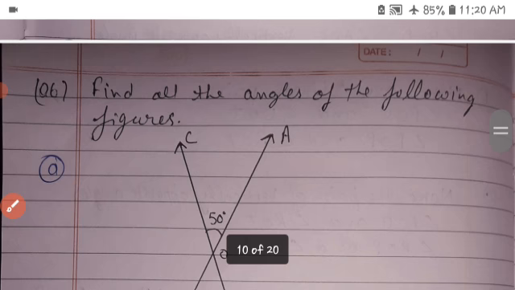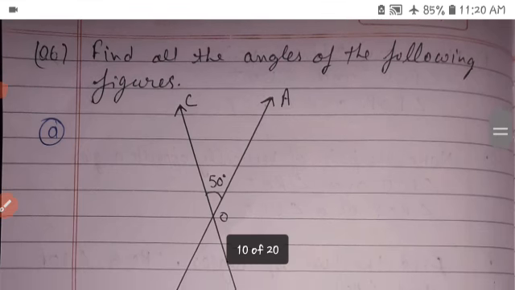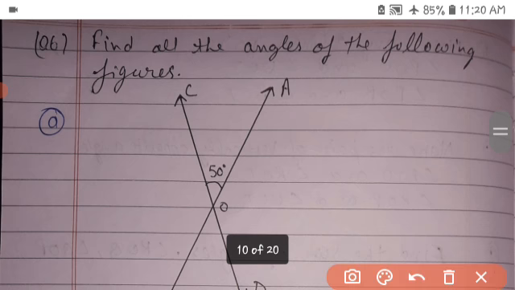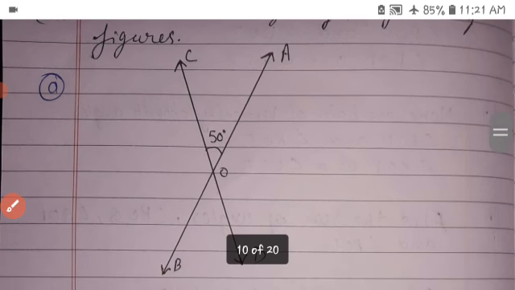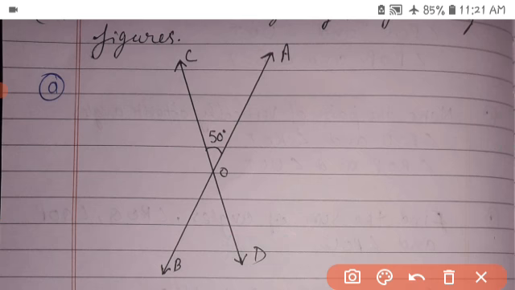Find all the angles of the following figure. This is an angle of 50 degrees. This is also 50 degrees. These are vertically opposite angles. Look at the children. Angle BOD is equal to angle AOC, equal to 50 degrees. These are vertically opposite angles.